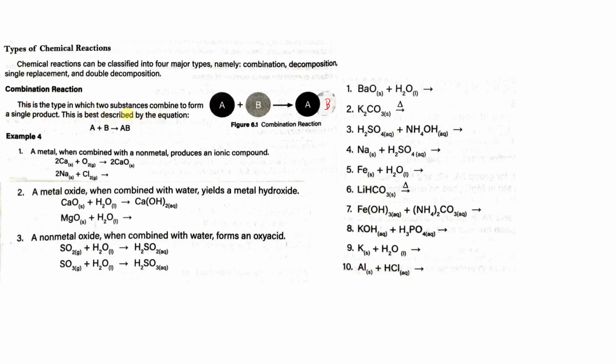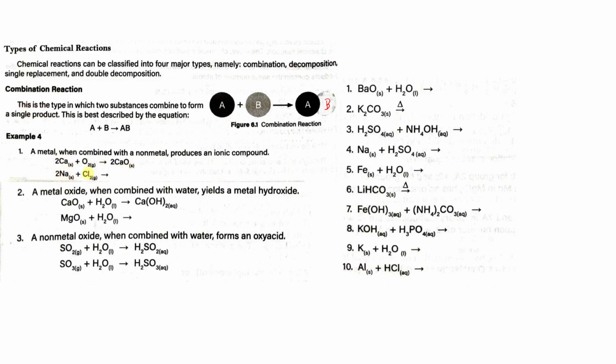This is when two substances combine to form a single product. So here we have two different separate substances, then they form a single product. So the format is A plus B yields AB. So here we have a metal, when combined with a non-metal, produces an ionic compound. So here this one is a metal, this one is a non-metal, then they form a single product.